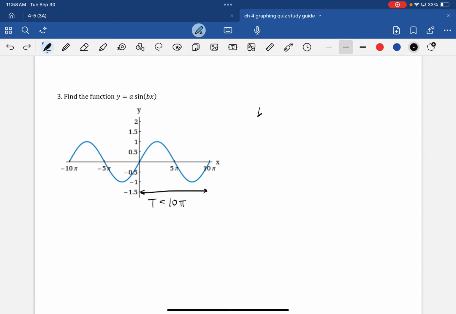So because the period is 10 pi, that tells me that B equals 2 pi over 10 pi, which is equal to 1/5, right? So that means y equals sine of x over 5. And I'm done. Okay. You can think about it again. Sine of x over 5 is a horizontal stretch by a factor of 5, which is indeed what I have. I'm going from 2 pi to 10 pi. Questions?